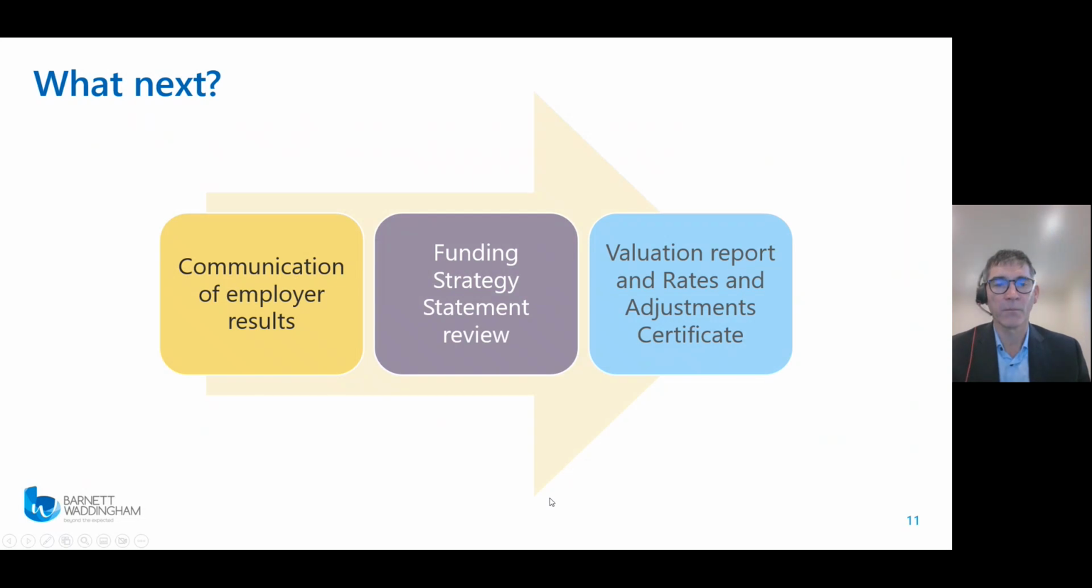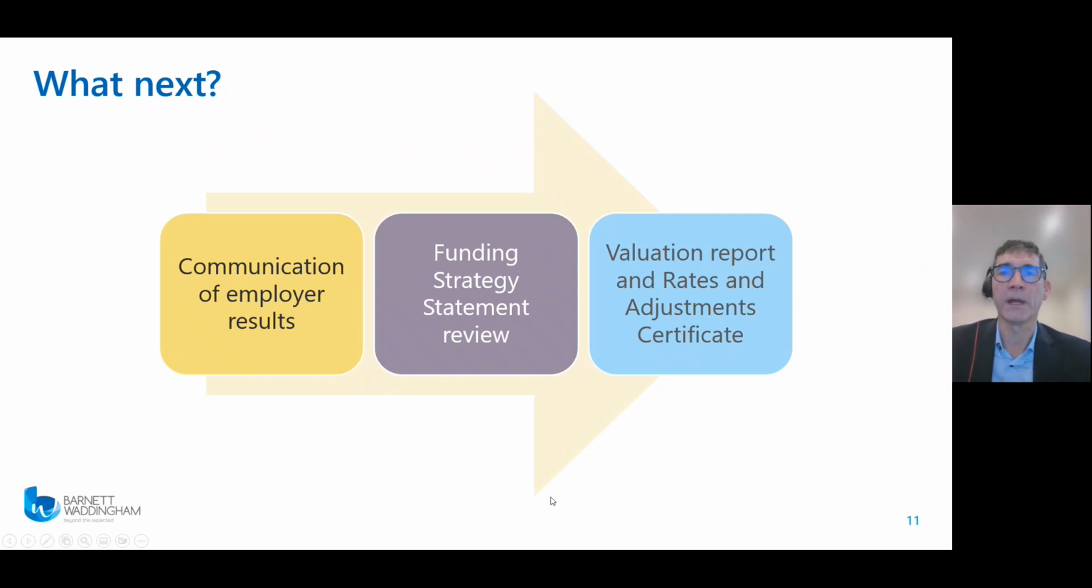And lastly, what's next? Well, we'll communicate the employer results very shortly. We will be updating the funding strategy statement, and this will be issued to all employers, allowing you to comment under the consultation process. And then we will complete the valuation by providing a final valuation report, a rates and adjustment certificate, which effectively shows each contribution rate that needs to be paid for the next 3 years for each employer, and signing off the funding strategy statement, taking into account any comments that you may have.